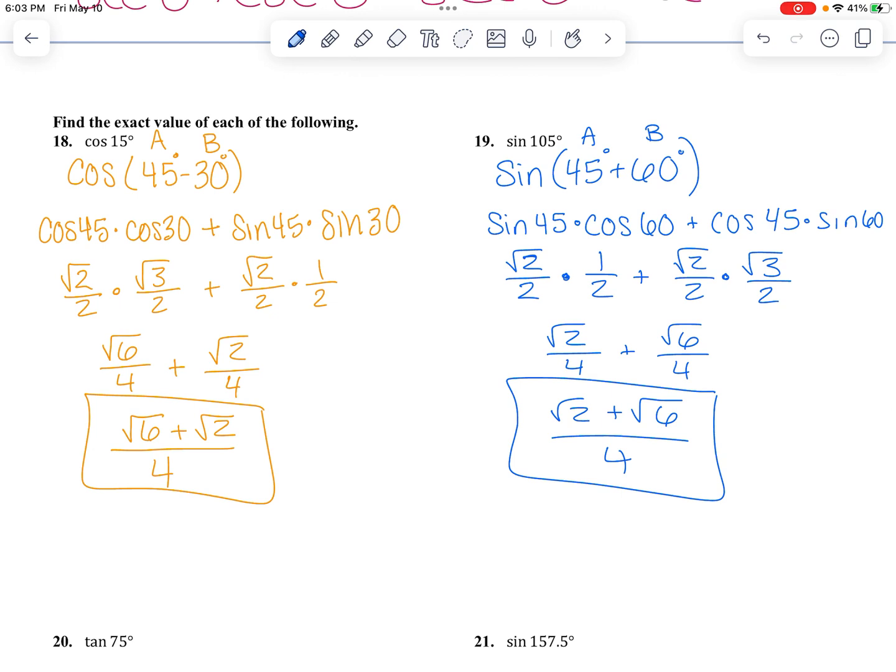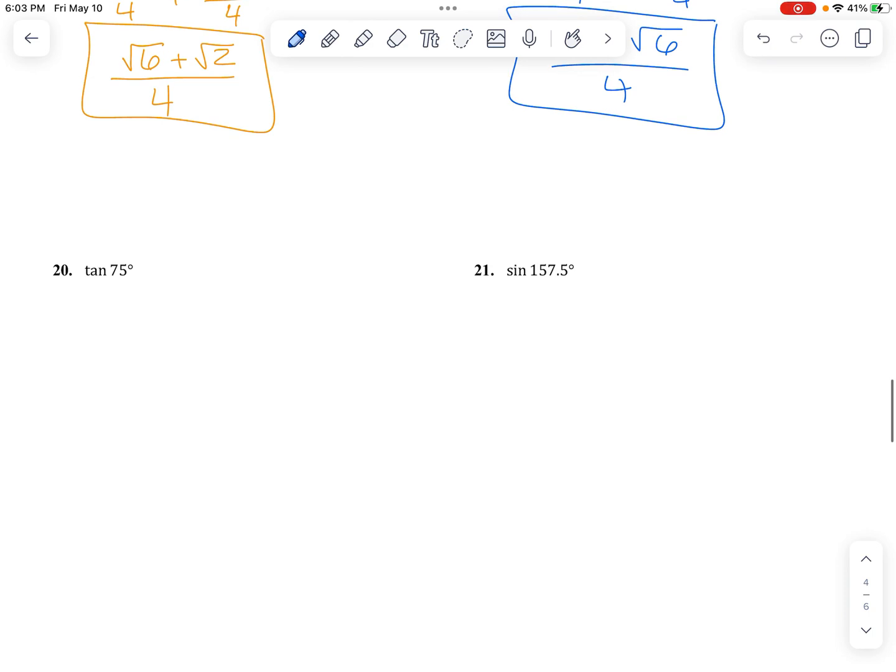If I'm ever questioning if I did it right, remember you can go to your calculator and type in things like cosine of 15 degrees, as well as your square root of 6 plus square root of 2, all over 4. Just make sure that when you do that, you're putting parentheses in the right spots.